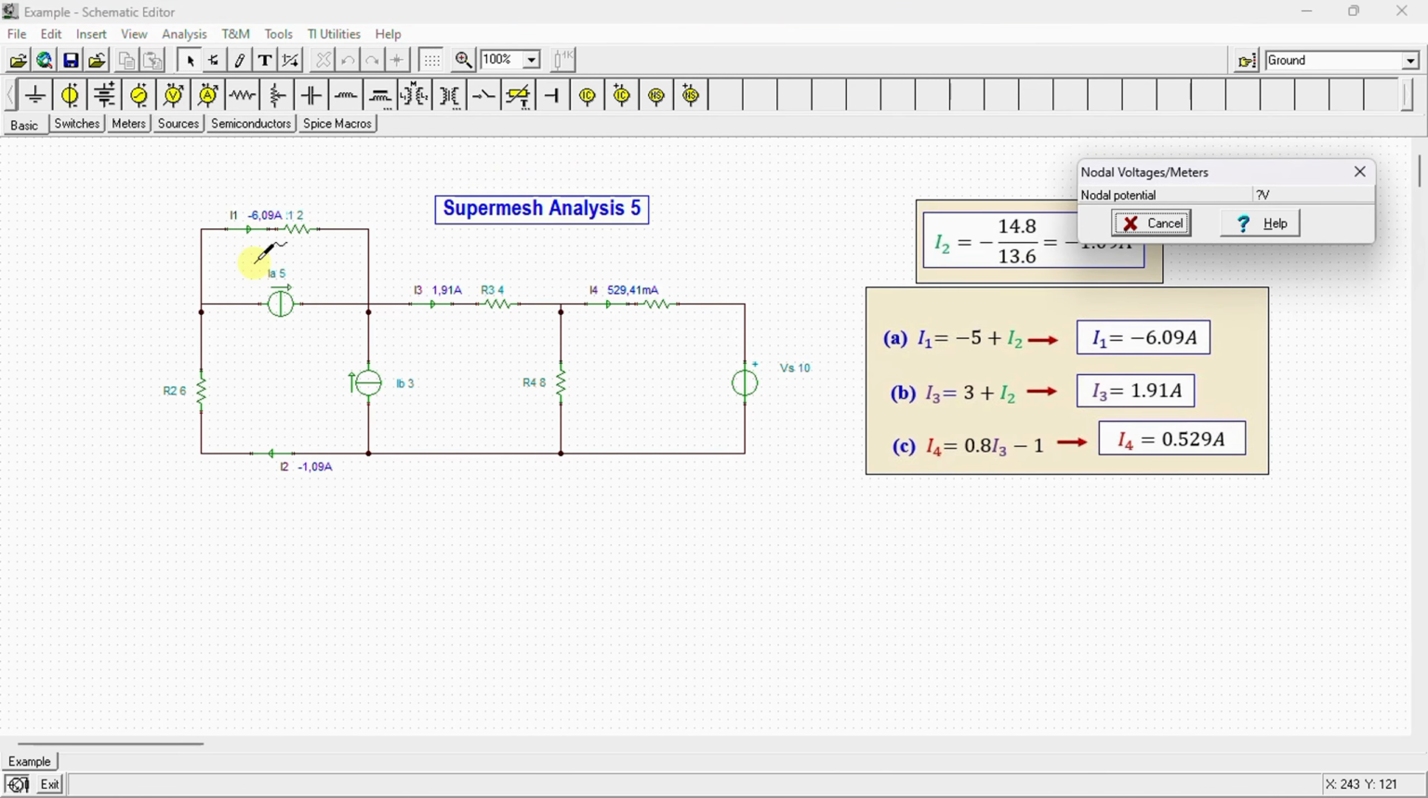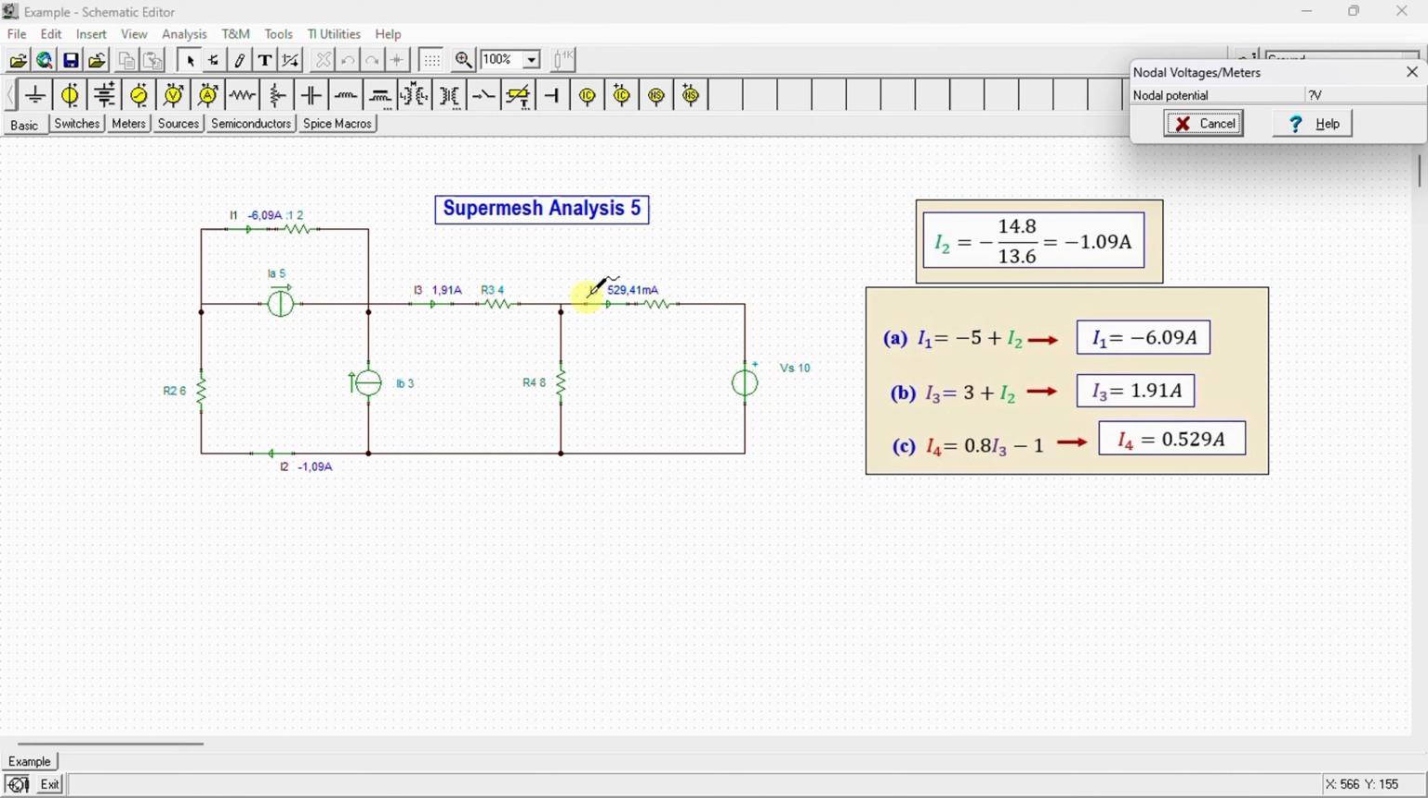We obtain that the current I1 is equal to negative 6.09, which is the same as we found by calculation. I2 is equal to negative 1.09 amps, which is also the same as we found by calculation. I3 is 1.91 amps, which is also the same, and the last one, I4, is 529.41 milliamps, which is also the same value we found by calculation.